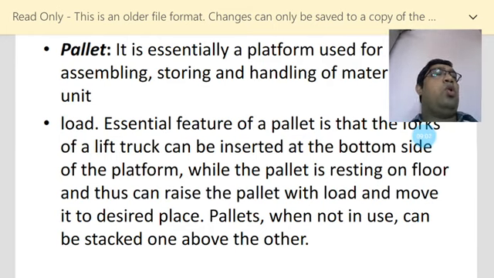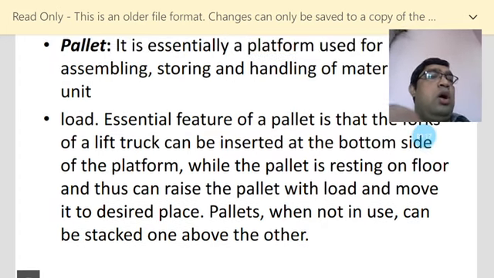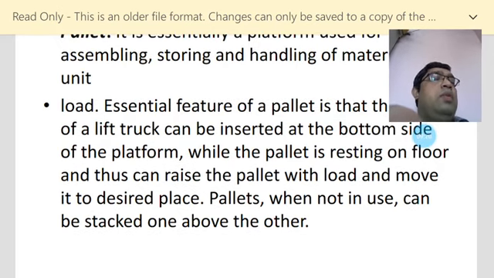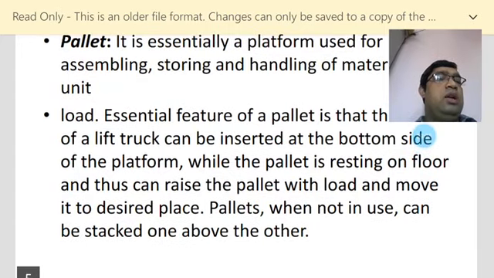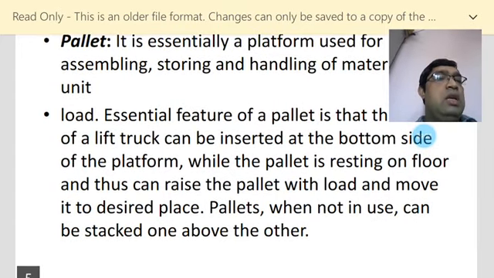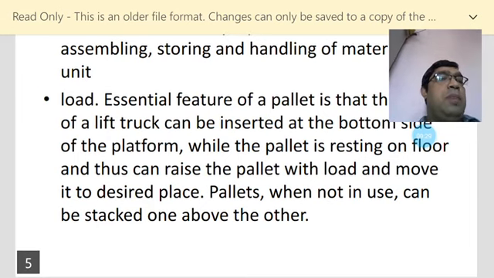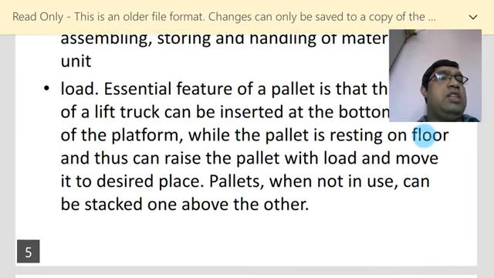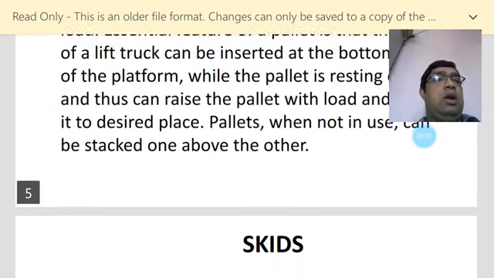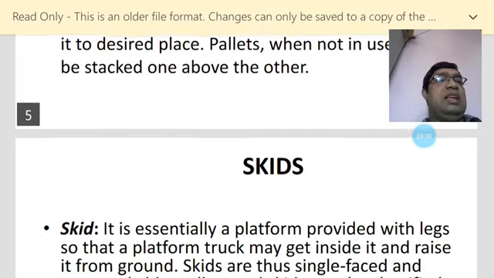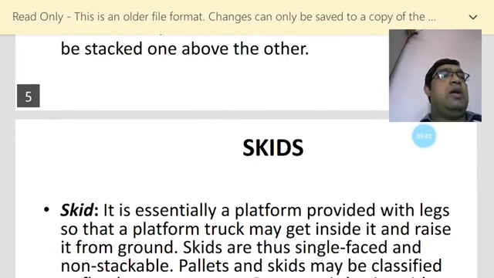And there are no difficulties at this point. The person is also safe, and there is no dangerous or hazardous environment, and no cracking or strain in your hands or legs, so you avoid this type of accidental issue. That is why you have to use the pallet to store your materials in the desired place. When not in use, pallets can be stacked one above the others, and skids also are used to transfer materials.